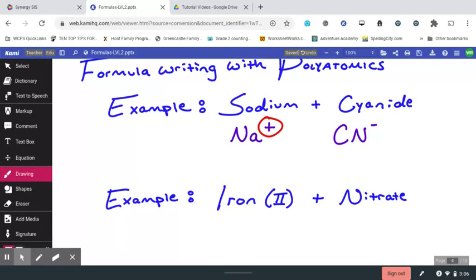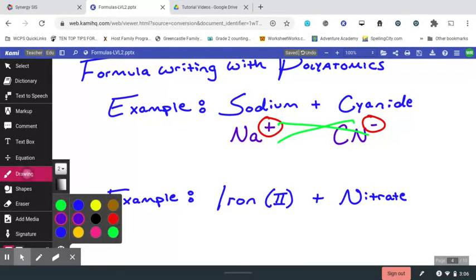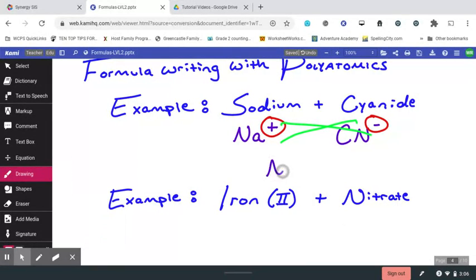The crossover method remains the same, and this one is going to be a little bit straightforward. Switch, crisscross, and then you're going to write the symbols next to each other. So you end up with NaCN. Now remember again, when you're writing formulas, to keep things uppercase if they're originally uppercase and lowercase if they're originally lowercase. So that is the formula for sodium cyanide. You definitely don't want to ingest that.